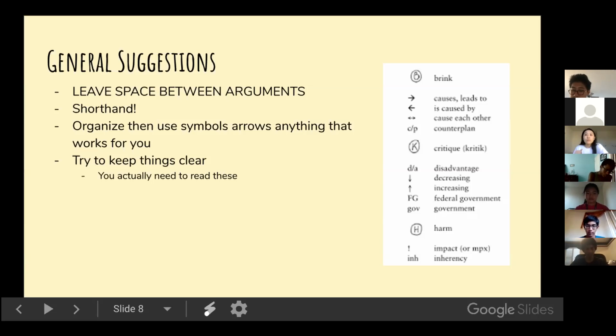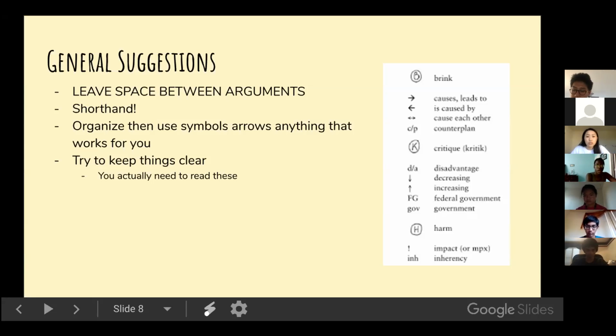Use shorthand. Do not write in full sentences. If you are writing in full sentences, you are flowing probably the wrong way. If you use a whole sentence, you are taking up way too much space and way too much time. Generally, full sentences will slow you down, and each time you write a full sentence, you have to go back and read that full sentence. And that's not a good way to be able to reference things quickly, especially since in like Parley, you don't have prep time. In LD and policy, you only have a limited amount of prep time. So if you have to go back and read a sentence every single time, you will slow yourself down immensely.